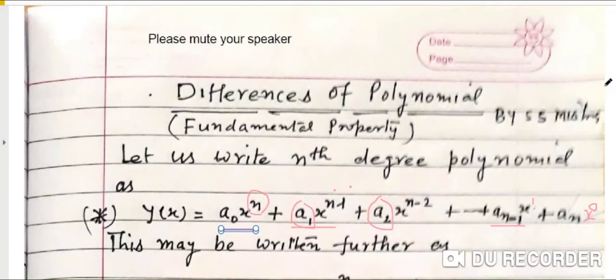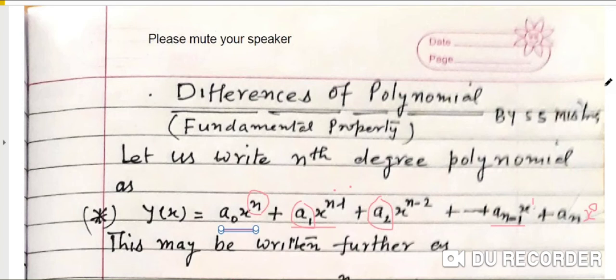Once more, the beginning. The purpose of this polynomial difference is that we are easily going to have the approximation of the function with the help of the polynomial, and therefore this property is very important. This is known as a fundamental property.